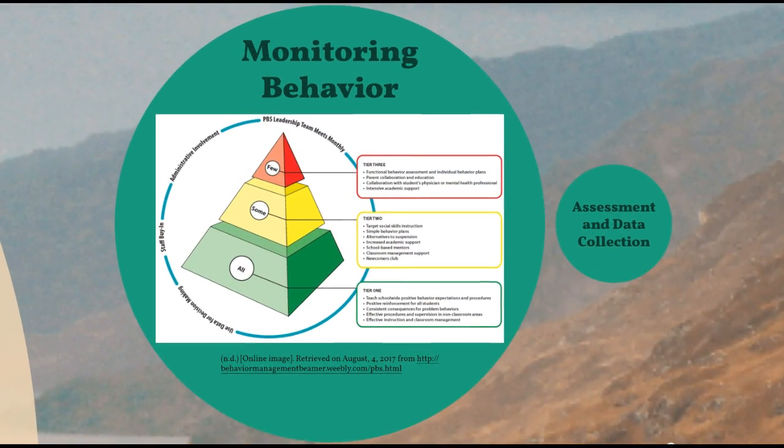Positive behavioral interventions and support is a proactive, school-wide approach to defining, teaching, and supporting appropriate student behaviors to create positive school environments. There are three levels of support in this model, and it's similar to the response to intervention model used with academic interventions and screening. The first tier is primary or universal support prevention.